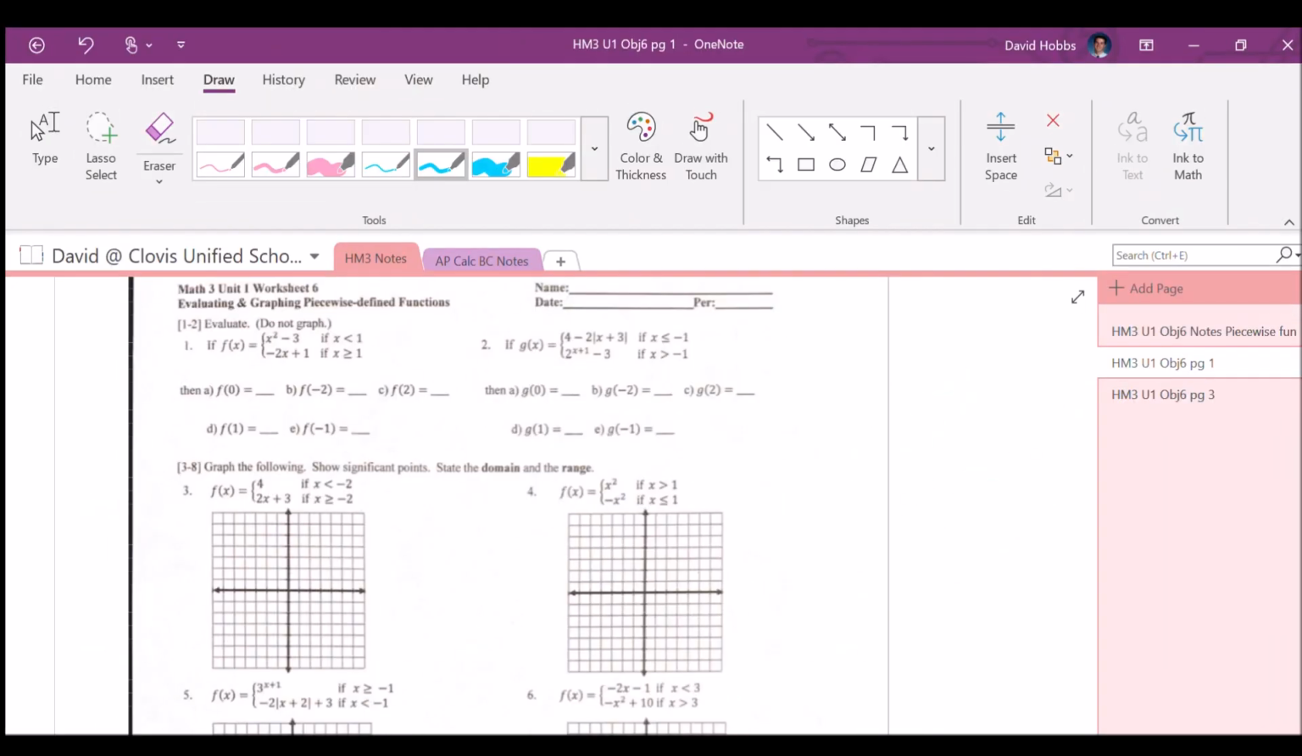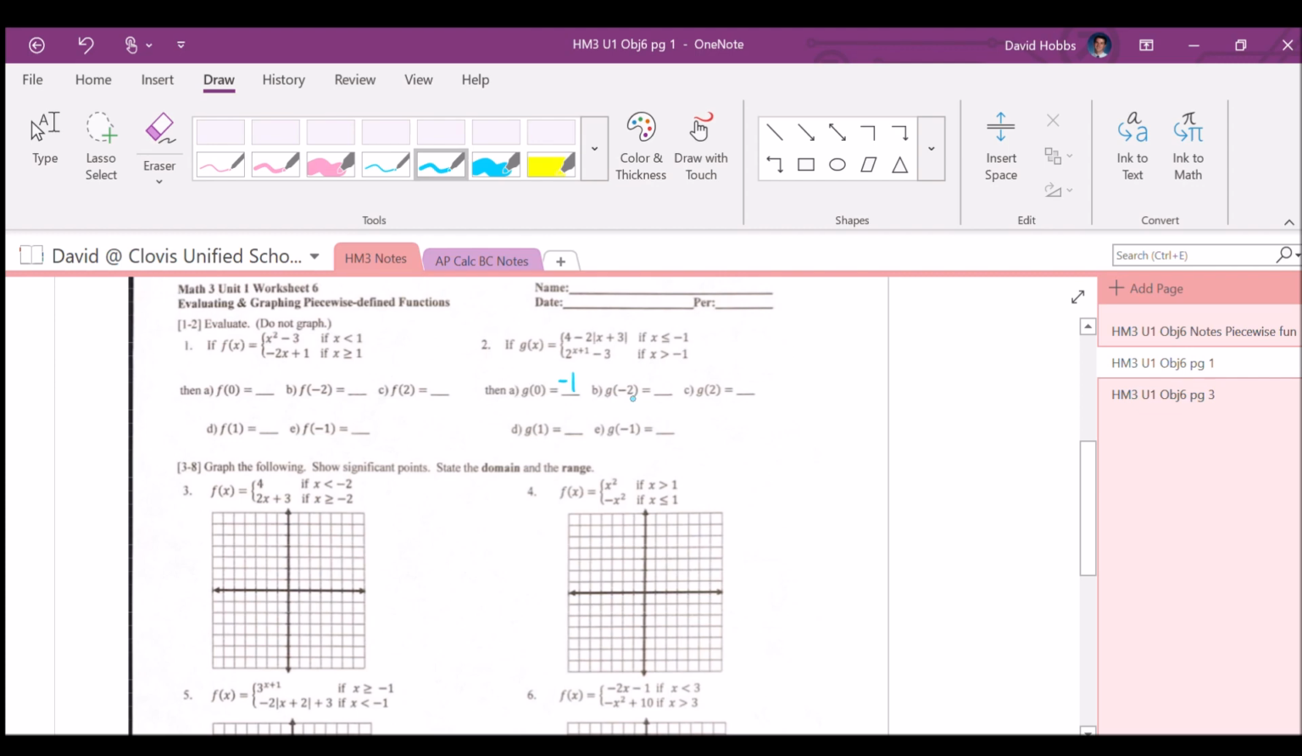Okay, let's do a couple of these problems real quickly. For example, number 2 here, g of 0. Is 0 less than negative 1? No. Is 0 greater than negative 1? Yes. So at the bottom rule, 2 to the 0 plus 1, 2 to the first, minus 3, negative 1.